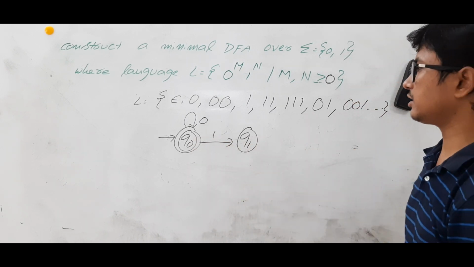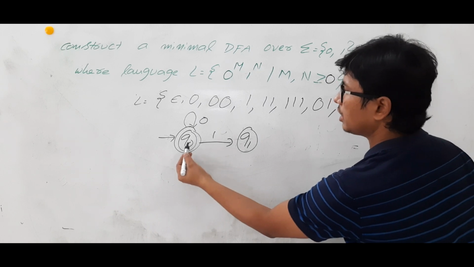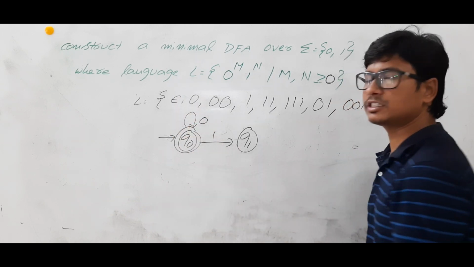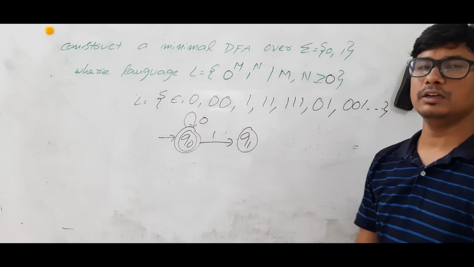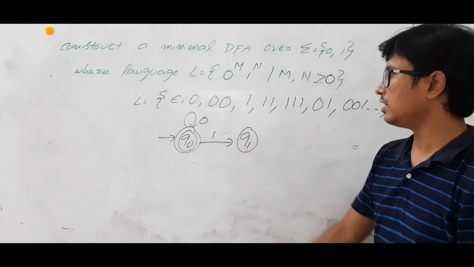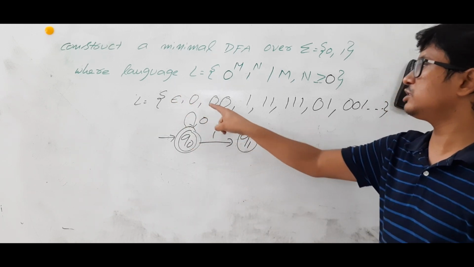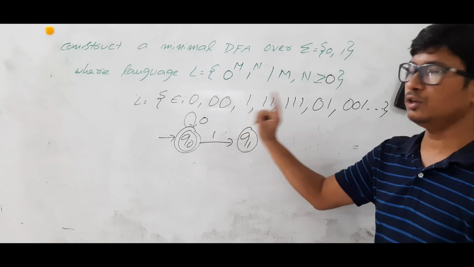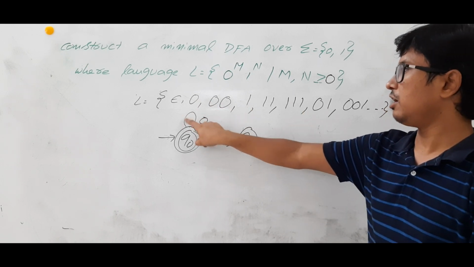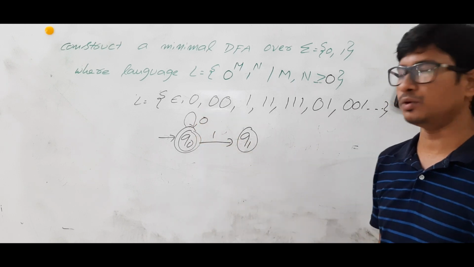Are you able to understand it or not? Let me repeat again. Q0 is acting as an initial state and final state because epsilon belongs to language L. Now you can get a single 0 or more than one 0. Still you should accept it. So that's why on 0 I am reaching Q0 itself.